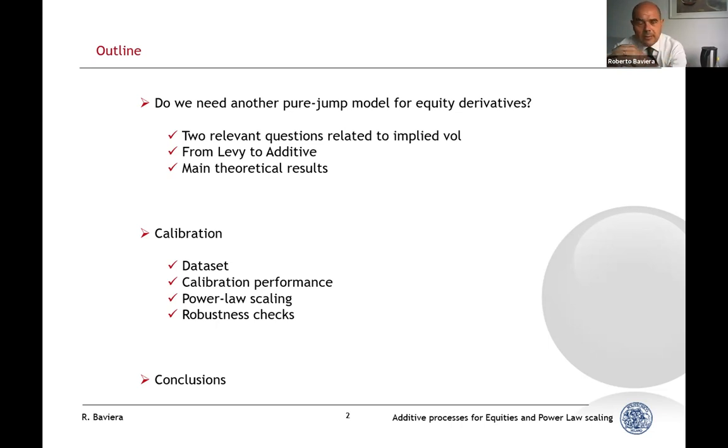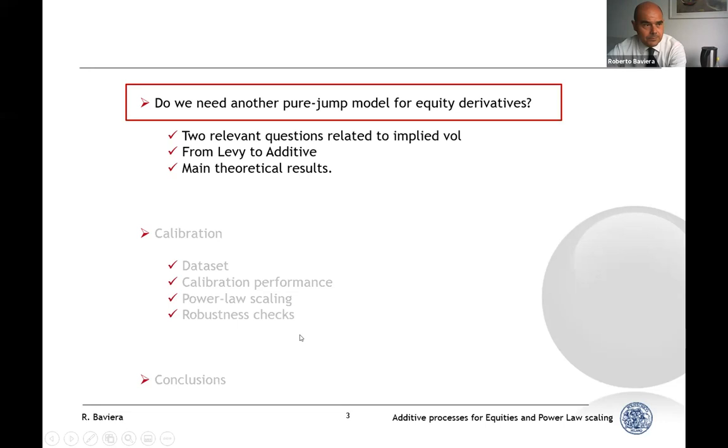And we will discover that this kind of modeling is not so far from the mixed log normal presented by Uwe. We will start from two questions and then introduce the additive process, relating them to Levy processes, and try to address the main theoretical results. Then we will continue trying to describe the calibration features of this model, and in particular, the power law scaling properties that arise. And finally, we conclude. So, do we need another pure jump model?